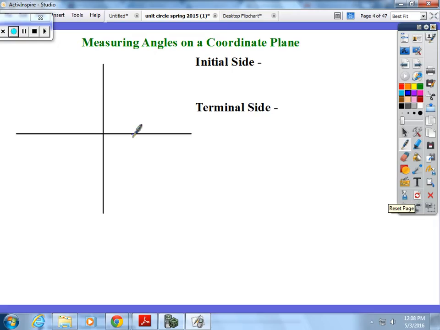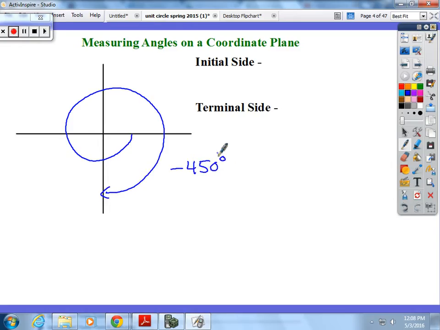So we might go all the way this way to here. This is a negative 360 plus 90, so negative 450 degrees. Or if you were trying to do a positive reference angle, that would actually be 270 degrees. So we're going to talk about that more later in the unit, but right now it's just a kind of intro to what the measures of these angles are.